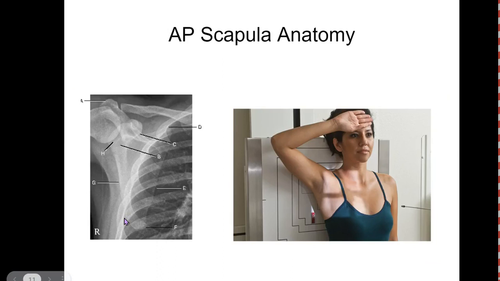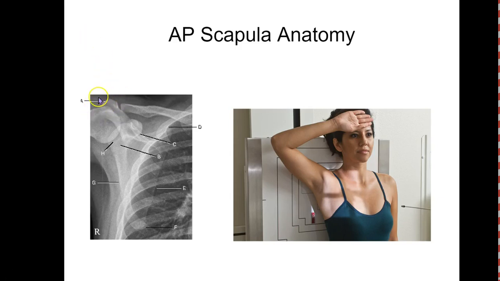The AP scapula. So this slide depicts an AP scapula radiograph. Notice the model here, how she has her arm abducted. The purpose of abducting the arm is to draw the scapula away from the thorax as much as possible. Kind of bring it away from that rib cage as much as we can. So let's identify the parts.